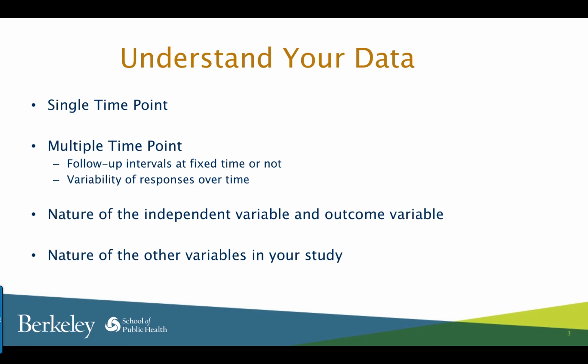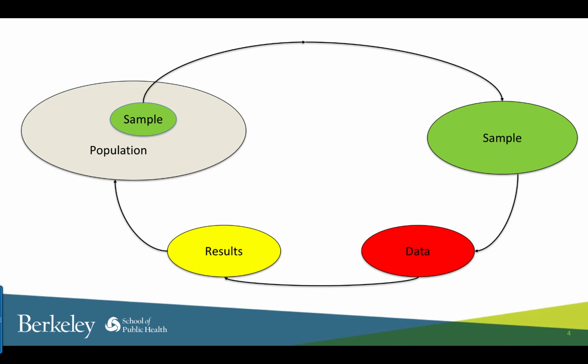It is also important to understand the nature of independent variable and your outcome variable, and also the nature of other variables in your study. In the coming slides, we will learn more about the nature of these variables. This diagram shows that our survey research is a cyclic process, with one step leading on to another. There is a relationship. Decisions you take upstream affect the results downstream. It is important to be able to see the overall picture.